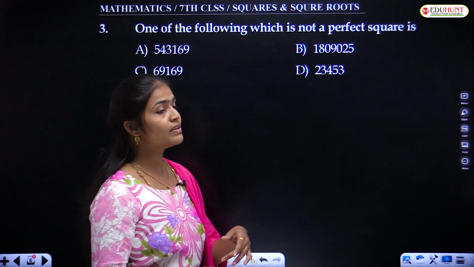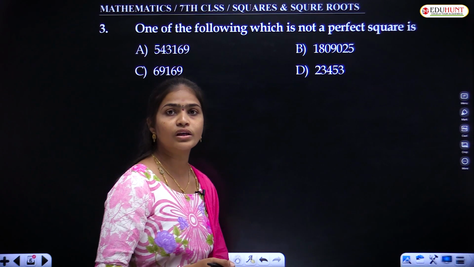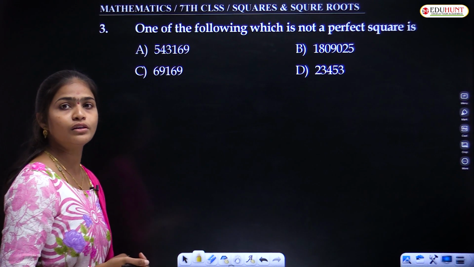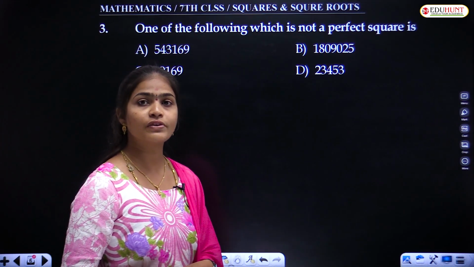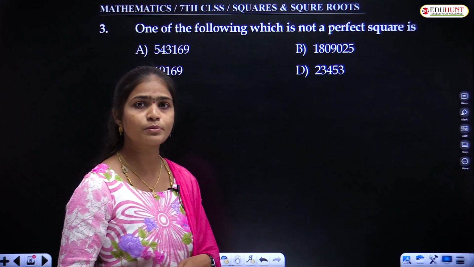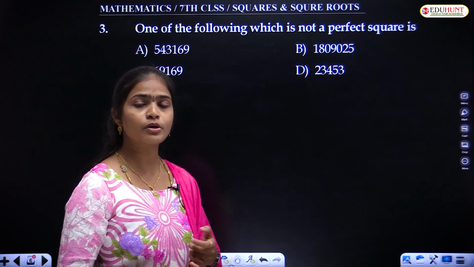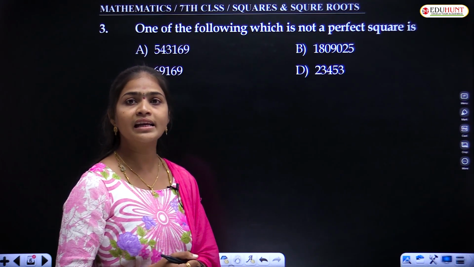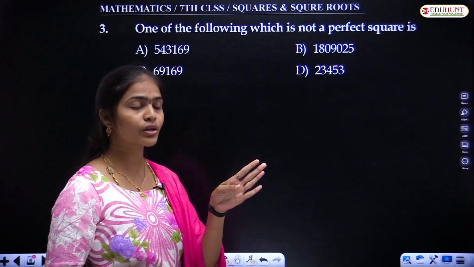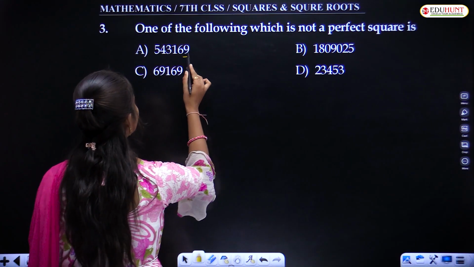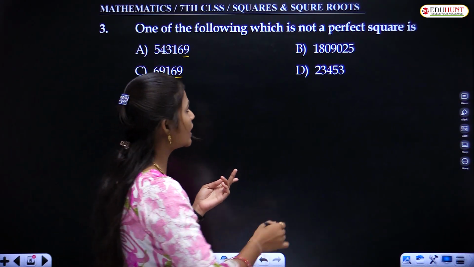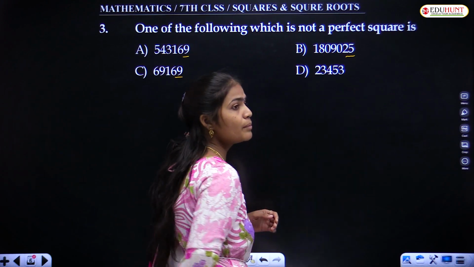Which one of the following is not a perfect square, they are saying. So here we can use the properties. What is the first property of a perfect square? A square number never ends in 2, 3, 7, 8. Okay, so to check, here 9 is there, maybe that is a perfect square. Here also 9 is there, maybe a perfect square. Here 5 is there, that is also maybe a perfect square.